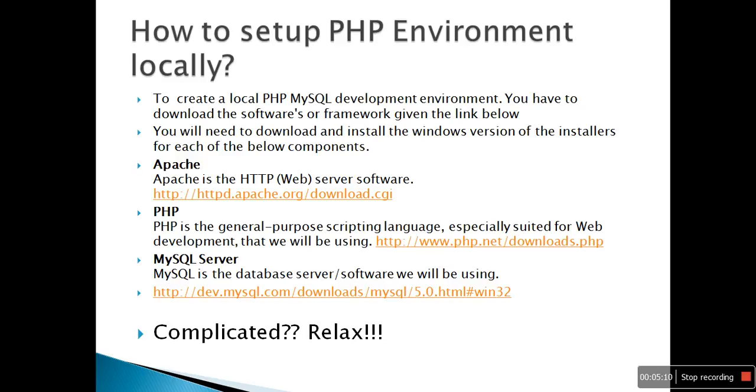Now you can download all these things from the links given in the slide, or you can Google them. You can find httpd.apache.org, where you can download the latest Apache version. This is the official website of php.net. You can download the latest version of PHP, 5.6.4 or 7, or whatever you feel like.